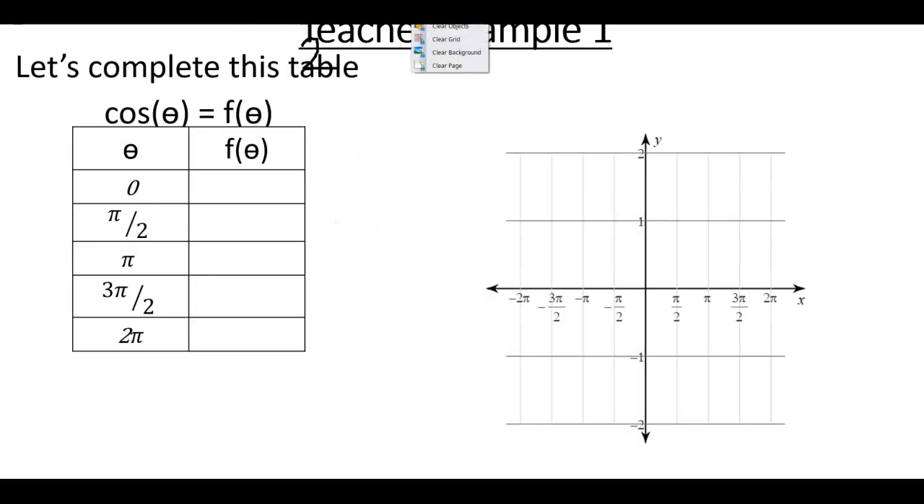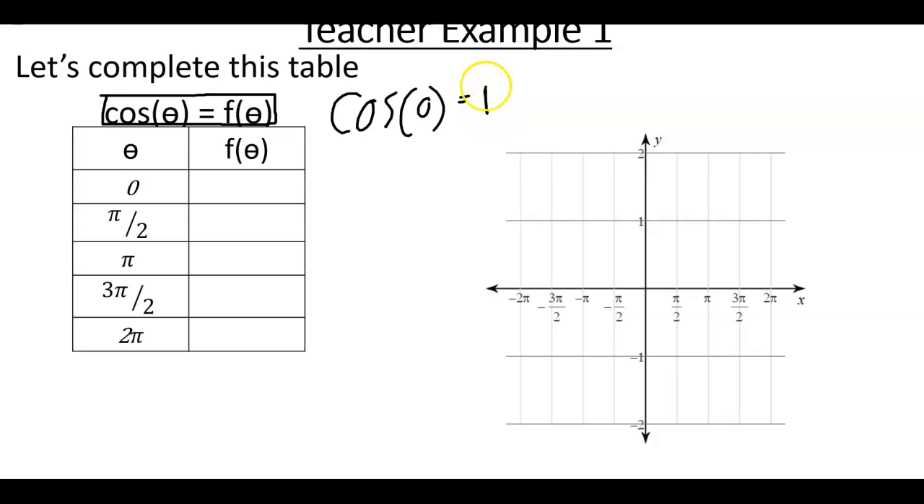So the first thing we'll do is a little exploratory exercise. Let's complete this table. All right, so if cosine of theta equals this function, which I'm calling f of theta, and I want theta to equal 0, we're going to plug that in. So I'm replacing the theta with 0. Now, what is cosine of 0? That is 1. So f of 0 is 1. So when we plug in 0, I get 1.